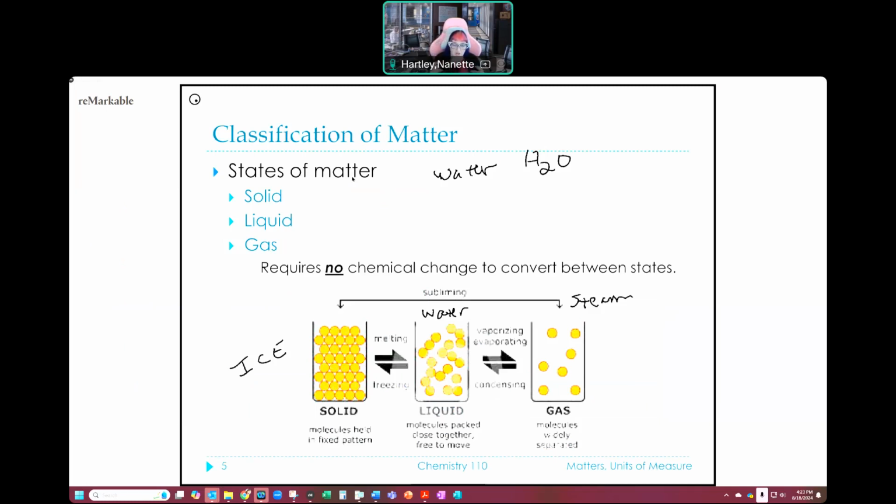So in the solid state, things are very, very closely compact. Now, how compact they are on a microscopic level depends on what it is. But they're very, very compact, and they're held in a very fixed pattern. So it's very difficult for us to make changes to that.